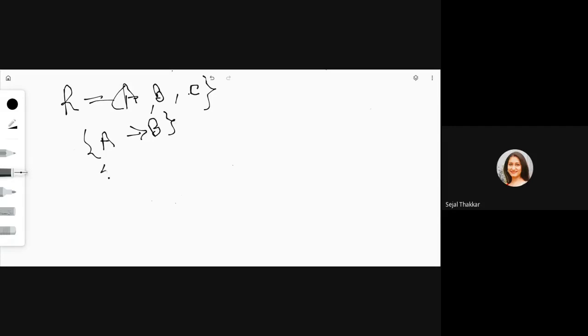There is one other example given, relation R having attributes A, B, and C. And the FDs given are A tends to B, B tends to C, and A tends to C. This is the problem statement given to us.